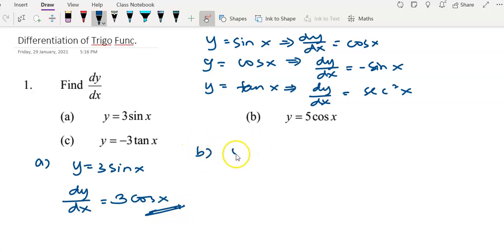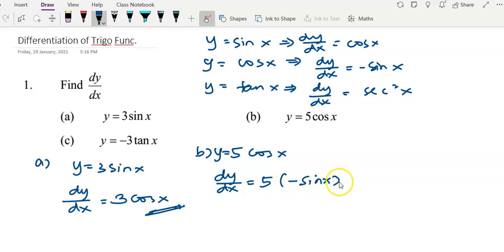And question B, y equals 5 cos x. To find the dy/dx, again, I will copy down the coefficient first, that is 5. And differentiate the cos, you have your negative sign. Then we need to simplify, you get negative 5 sine x.